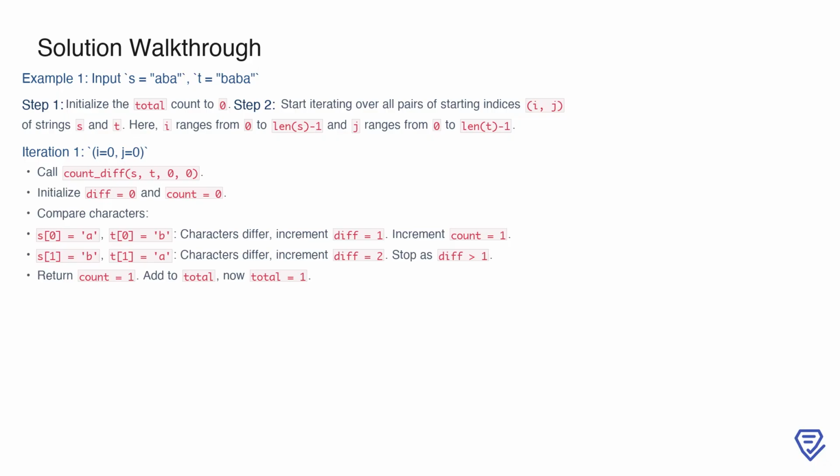Inside count_diff, we initialize diff to count character mismatches and count to track valid substrings. Comparing character by character, we see that s[0] is a and t[0] is b, which differ, so we increment both diff and count by 1. However, the next comparison, s[1] and t[1], also differs, making diff exceed 1. At this point, we stop counting substrings for this pair. The function returns 1, which is added to total, bringing it to 1 so far.